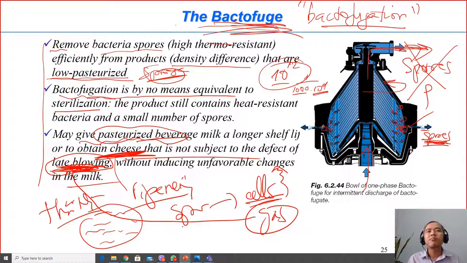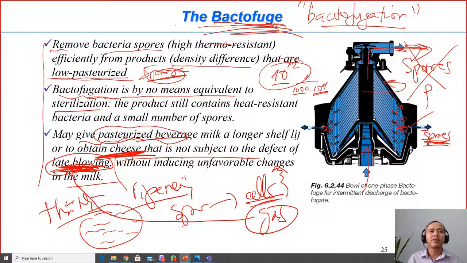We also talk about the bactofuge, which is an instrument to do bactofugation. And remember, bactofugation just removes a certain level of spores. We do not remove a lot of spores compared to sterilization. So that means in sterilization, you can remove spores up to a point you can consider as no more spores inside. Theoretically, you cannot remove 100%. But commercially, you can say it. No more spores, okay? But that is for sterilization. But for bactofugation, you remove only part of it, but that is already very good.